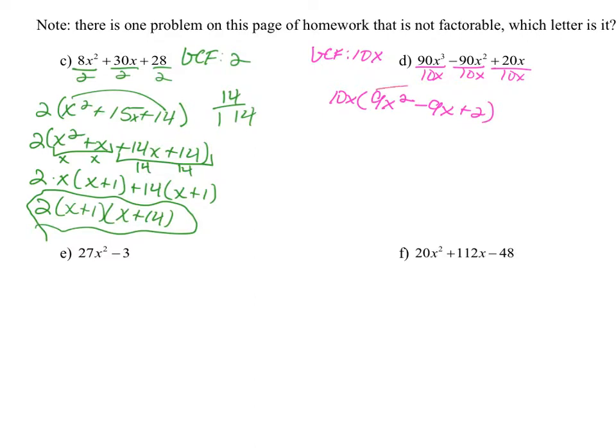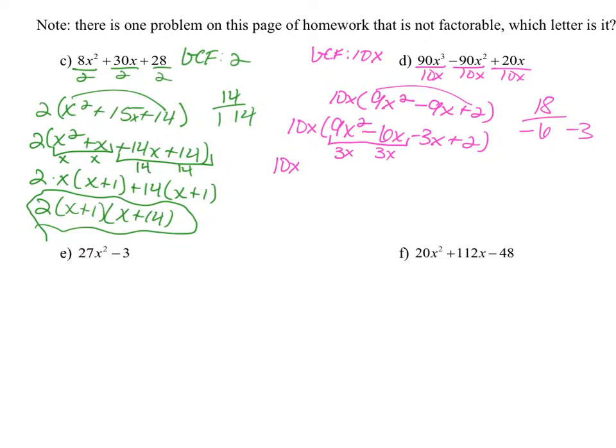Another trinomial. 9 times 2 is 18. What multiplies to a positive 18, but adds to a negative 9? Negative 3 and negative 6. Replace that. Now I'm going to do factor by grouping. And here I got 3x as my GCF. So times 3x, I'm left with 3x minus 2.